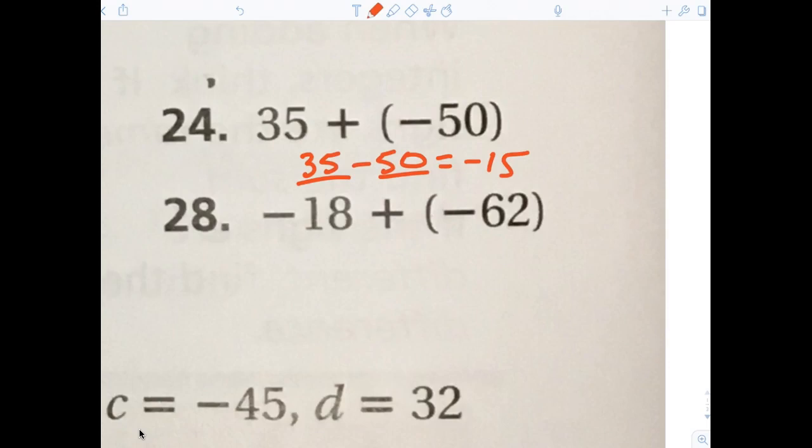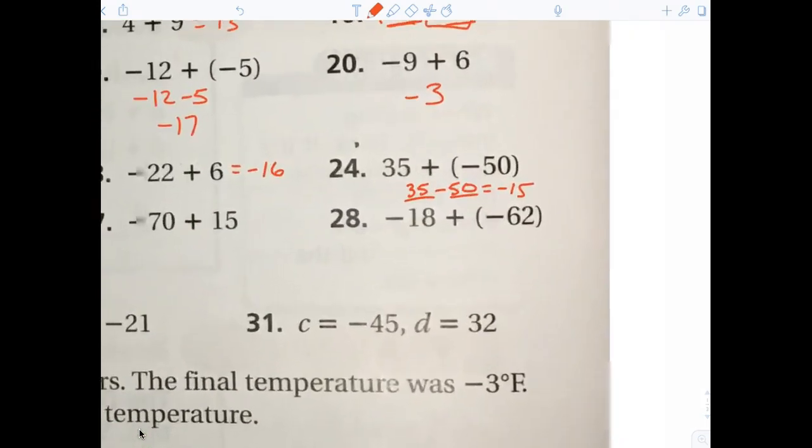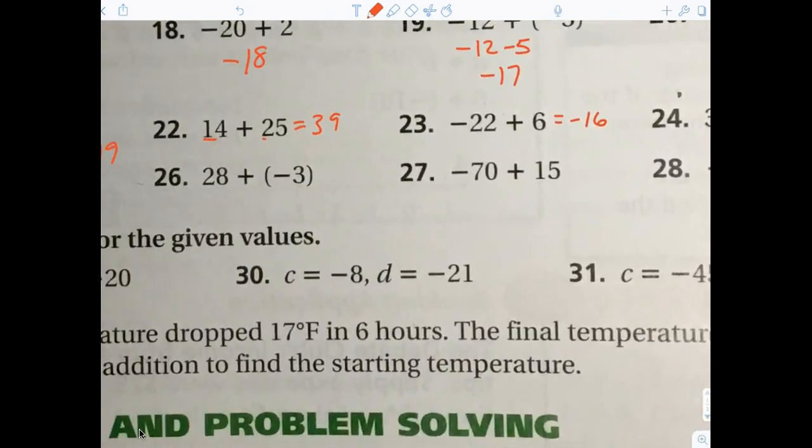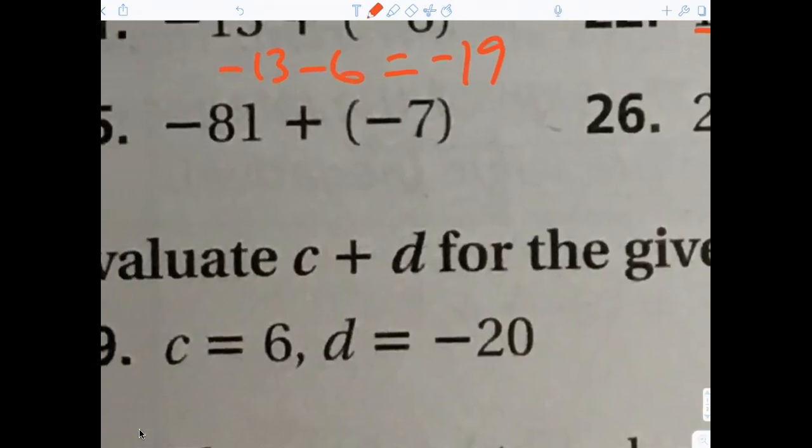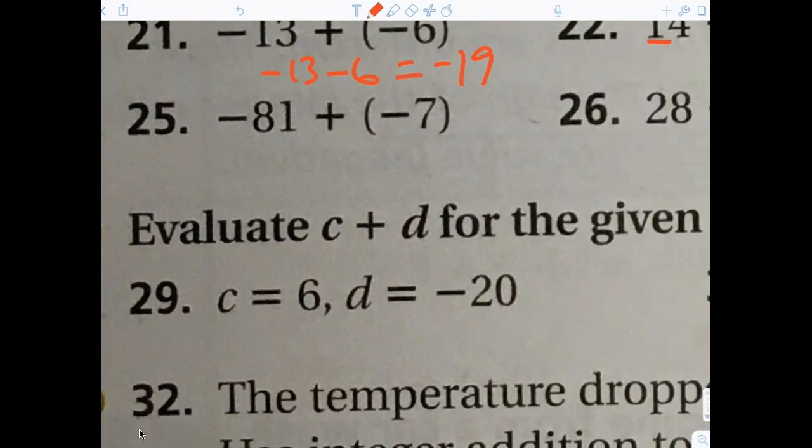All right? Oh, yes. I know what 28 is. Okay, hold up. Okay. 25, Thomas.